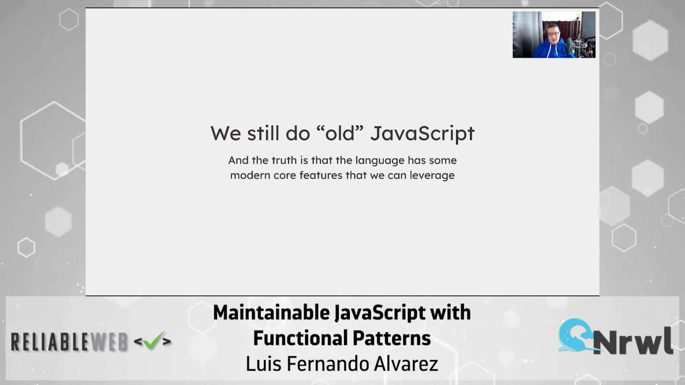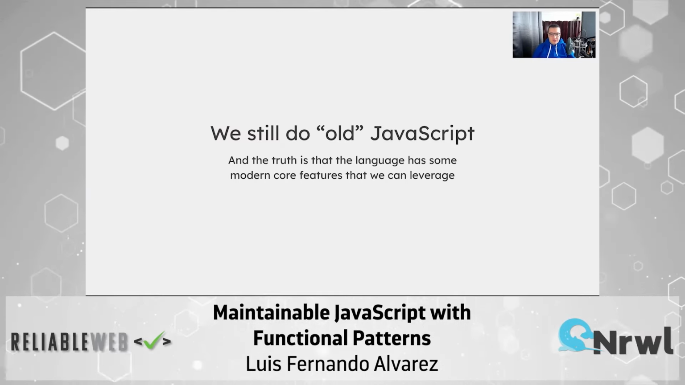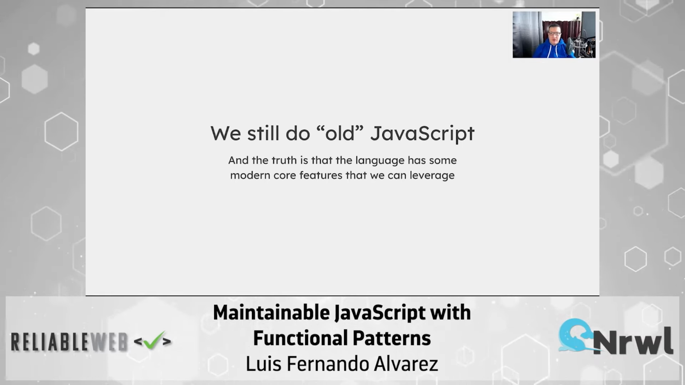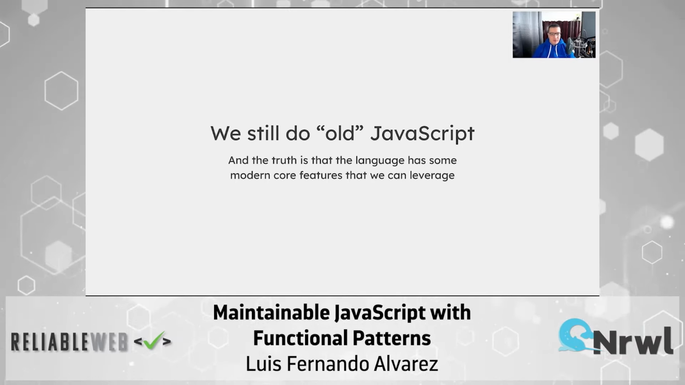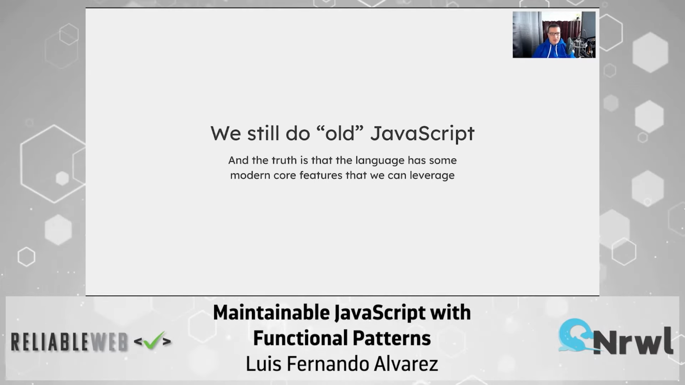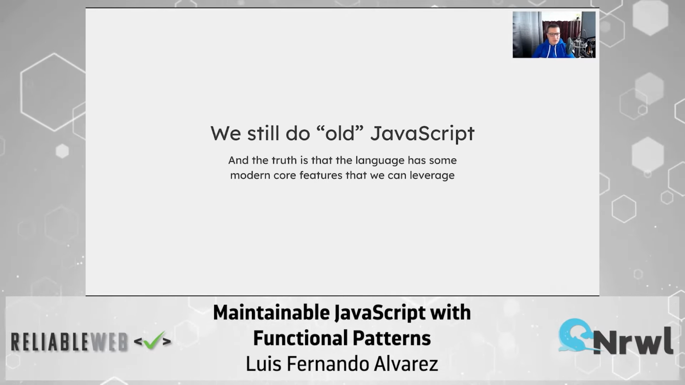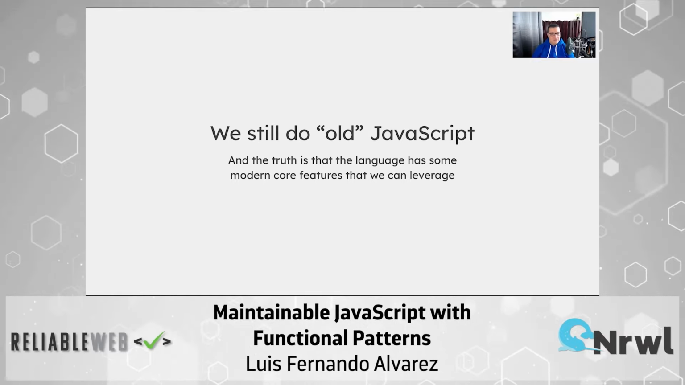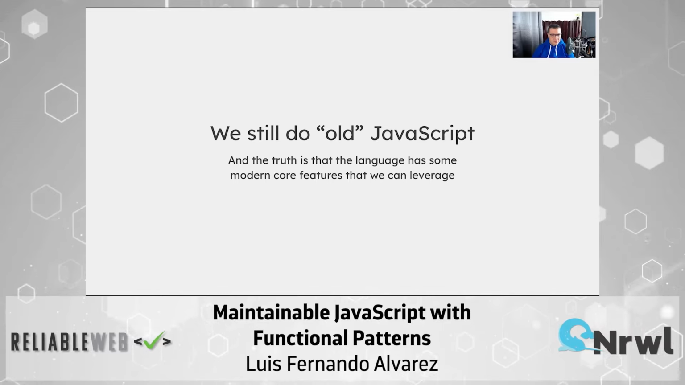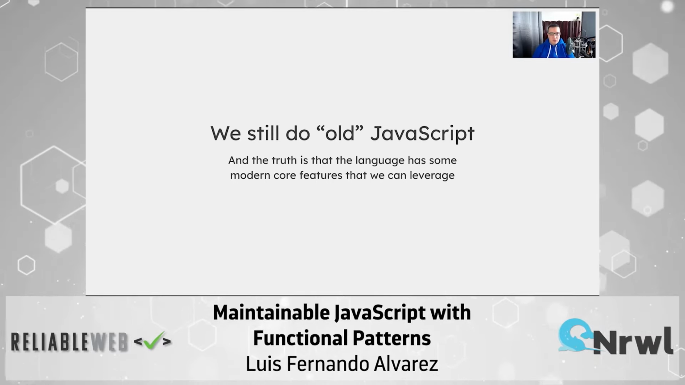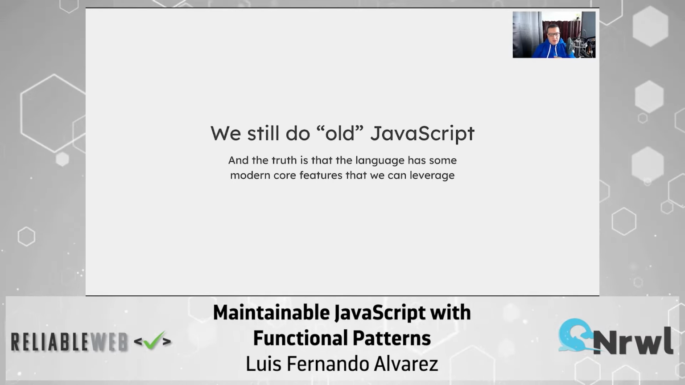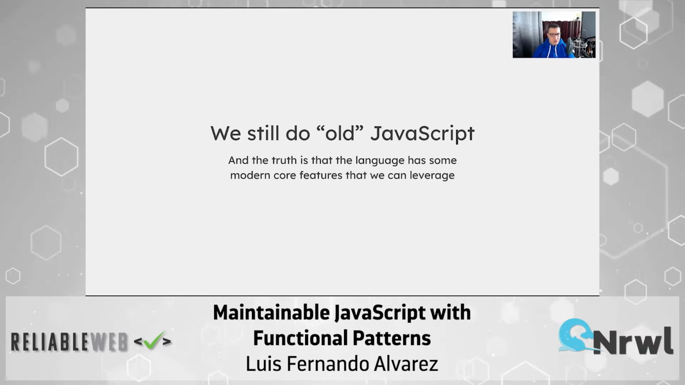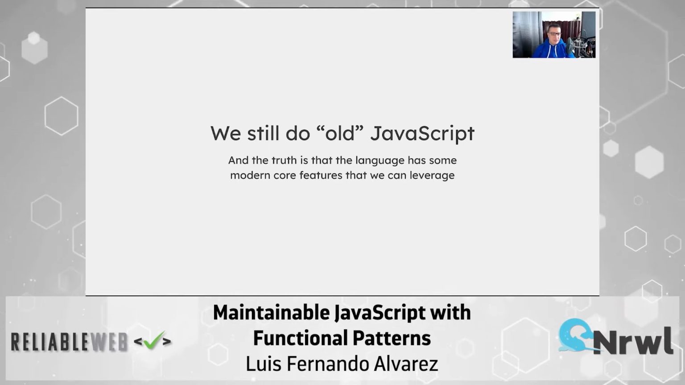And the truth of it is that we still do old JavaScript. And the language has some modern core features that we can leverage over time, and we can put into our code. I'm not saying go and refactor all of your JavaScript code, because that is very time consuming, and it doesn't make sense for bigger code bases. But we can go incrementally and just apply some of these concepts to little parts of our code, and we will see immediate gains.